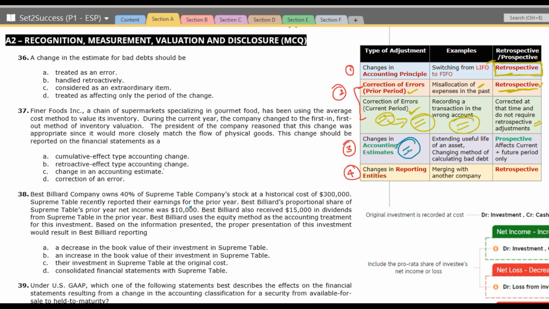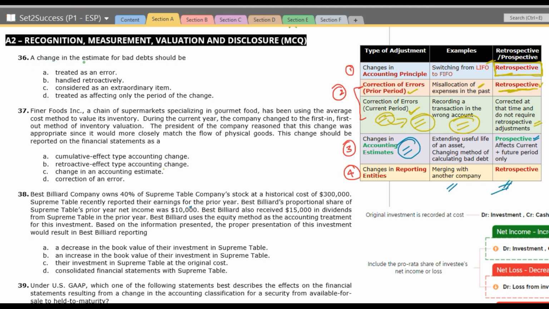Now we have the other changes: change in accounting estimates. When there is a change in accounting estimates, it is done prospectively. Prospective means the effect is in the current period plus the future periods that are going to come. So a change in accounting estimate is done prospectively. Then changes in reporting entities, for example when we merge with another company, are done retrospectively.